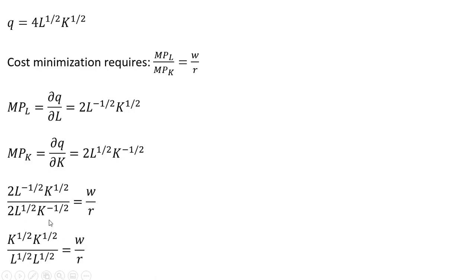The 2's cancel. And this L to the minus 1/2, we're going to move that into the denominator. And this K to the minus 1/2 in the denominator can be moved up into the numerator. And then we add the exponents on the K terms and the exponents on the L terms. And we have the following result.